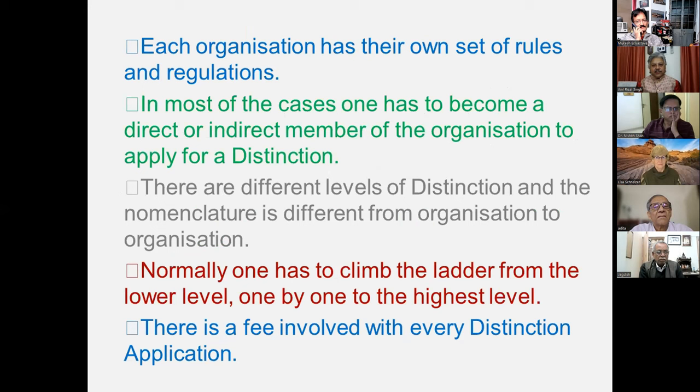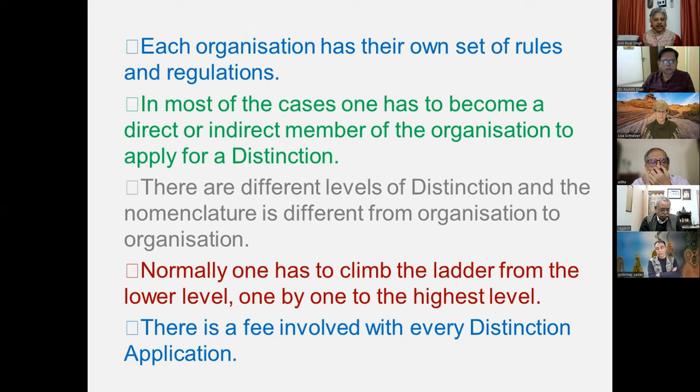Each organization has their own set of rules and regulations. In most of the cases, one has to become a direct or indirect member of the organization to apply for a distinction. As I told in the very beginning, for distinction, one has to apply. There are different levels of distinctions and the nomenclature is different from organization to organization. Normally, one has to climb the ladder from the lower level one by one to the highest level. There is a fee involved with every distinction application.